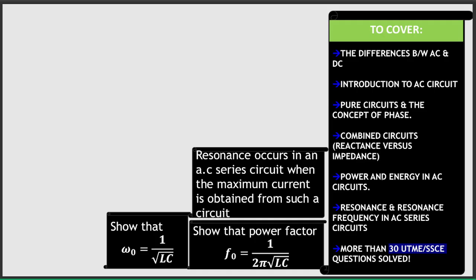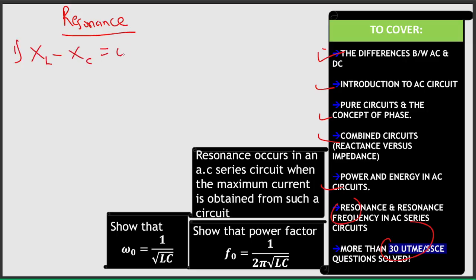Okay, so we've already covered this, this. We are here right now, and I've covered this. Now at resonance, the first point to note is that at resonance, XL minus XC is equal to 0. And this implies that XL is equal to XC. Don't forget that. All right.